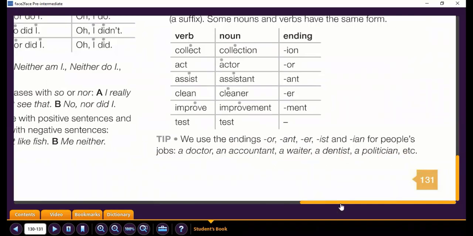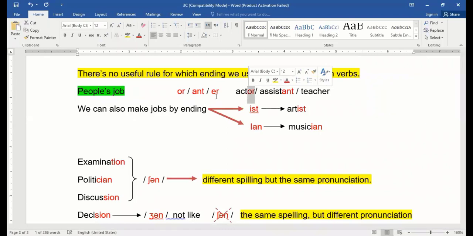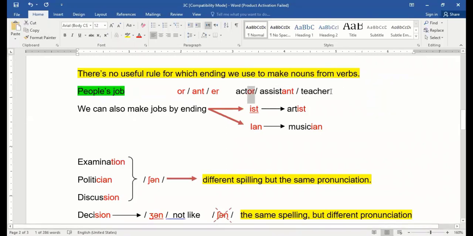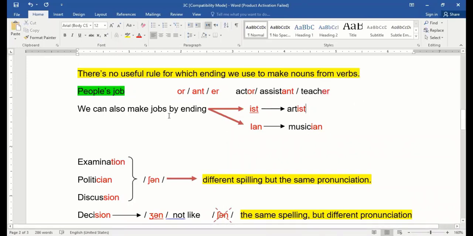Then we go to our board again, and we say there is no useful rule for which ending we use to make nouns from verbs. So there is no rule. The only rule is to memorize, okay? So for people's jobs, O-R, like actor, or A-N-T, like assistant, or E-R, like teacher. We can also make jobs by ending I-S-T or I-A-N, like artist and musician.